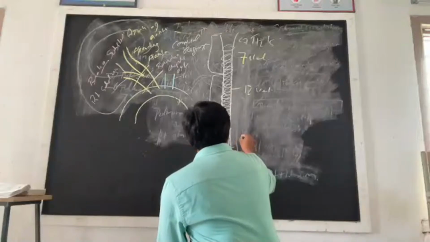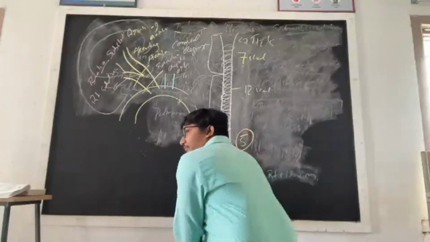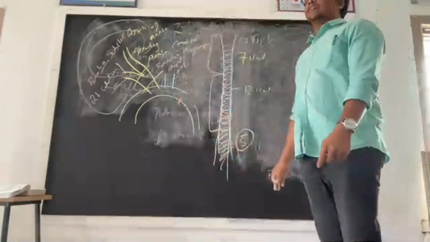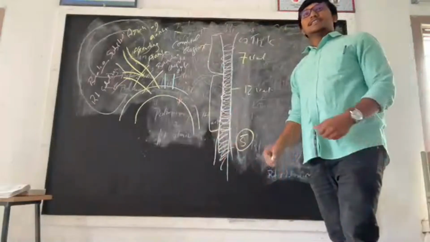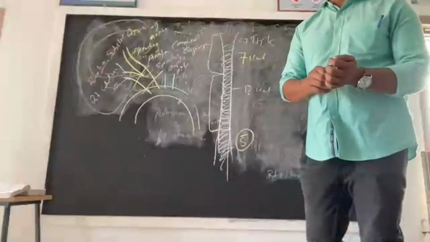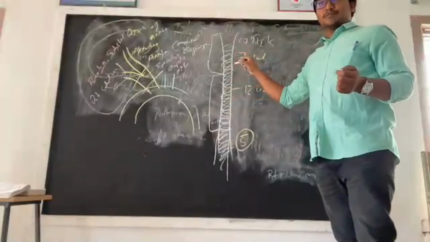as lumbar. How many are involved? 5. Then we have the sacrum, which is a fused vertebrae. Now these are not fused.